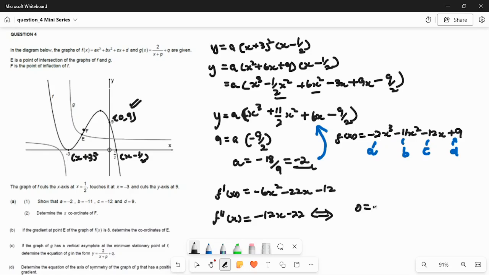So 0 equals minus 12x minus 22. So I'll have my x value equals negative 22 divided by 12. And the lowest common multiple here is the value 2. So I'll have negative 11 divided by 6. So that means our x value at that stationary point F is equal to negative 11 divided by 6.